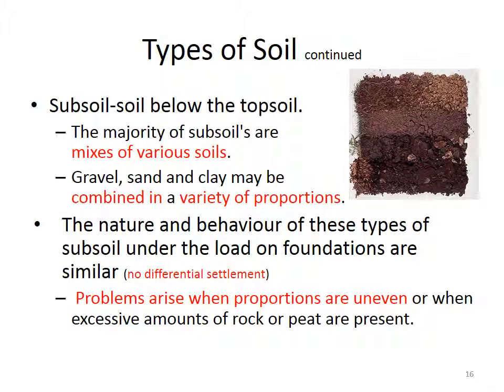But when we have excessive amounts of rock or peat present in different sections, under different sections of where the building or the wall is going to be constructed, then we can have a problem, because we could have differential settlement, like I was talking about earlier on, where it could settle more in one spot than in another spot, and that's how we end up getting cracks in the structure that we're constructing above this ground.